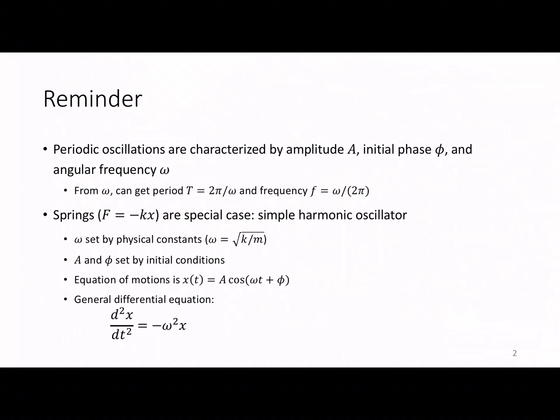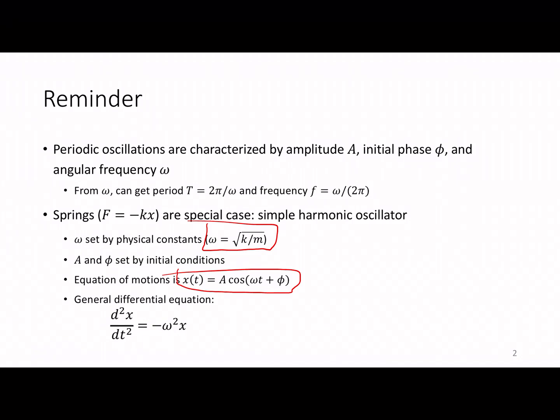So as a quick reminder, what we left off last time was talking about periodic oscillations. They're characterized by an amplitude, an initial phase, and an angular frequency, or equivalently a period or a frequency. And we talked about the simple harmonic oscillator that's given by a spring with a force constant k. The angular frequency is the square root of k over m. The equation of motion is x is equal to A cosine omega t plus phi, and everything else could be obtained from there.